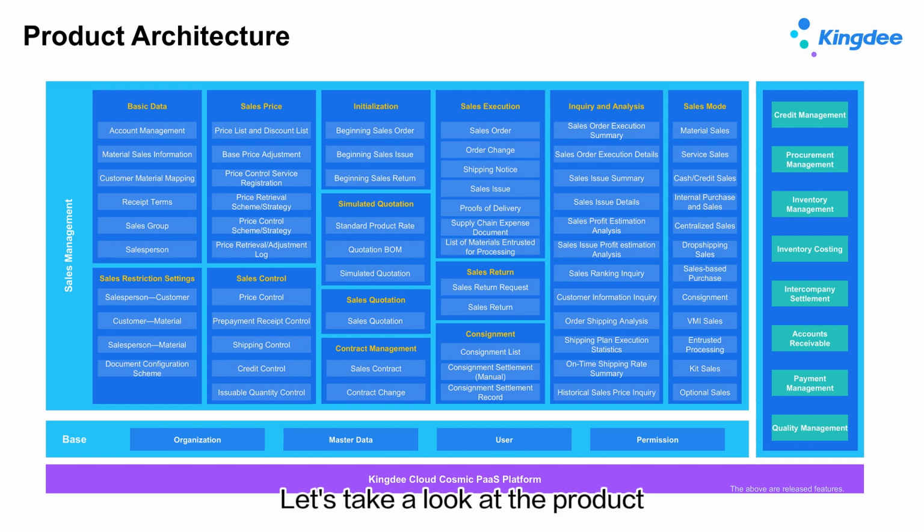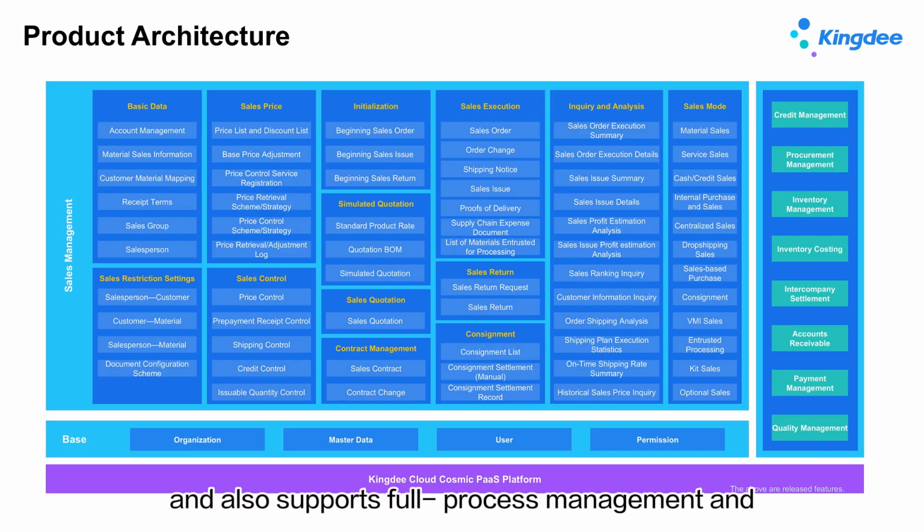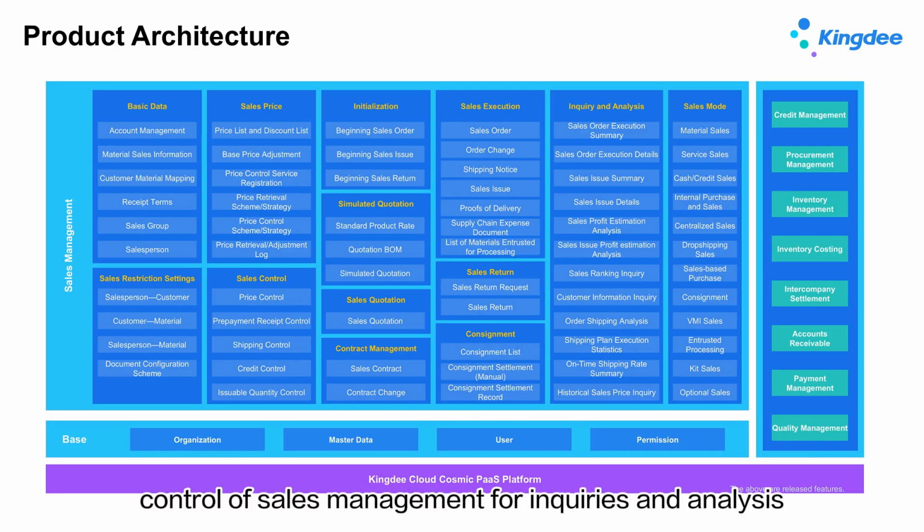Let's take a look at the product architecture of sales management. It includes basic data, sales price, initialization, sales quotation, contract management, sales execution, sales return, consignment, and sales control. And also supports full process management and control of sales management for inquiries and analysis.